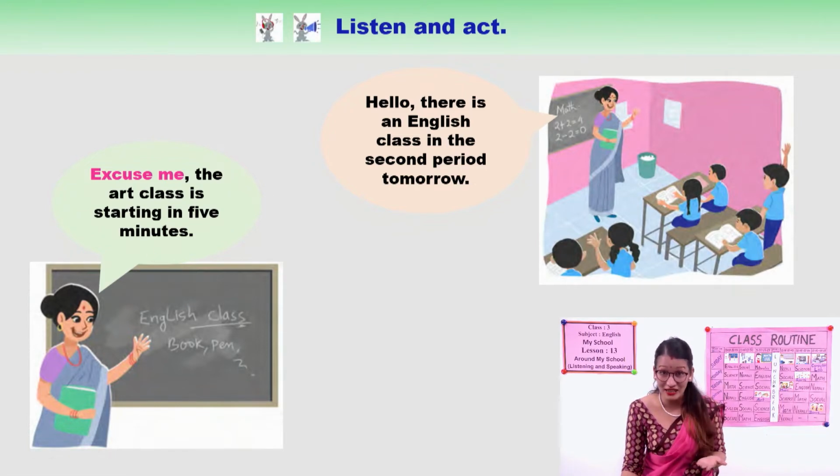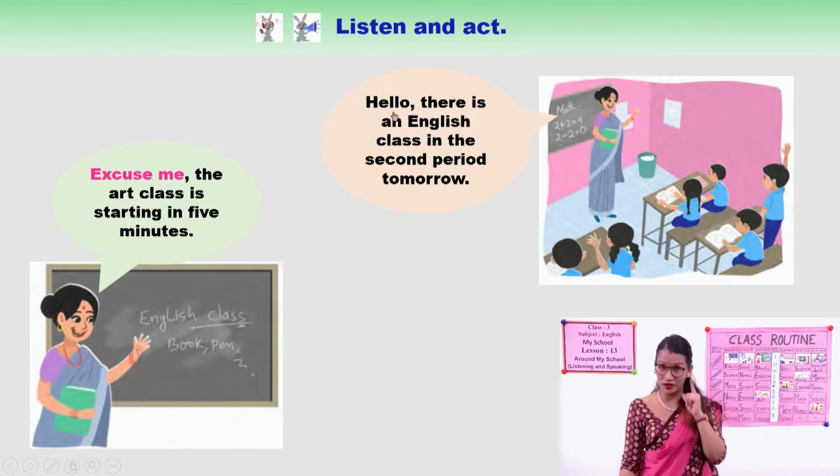Can you say it like this? One more time, listen. Excuse me, the art class is starting in 5 minutes. Now your turn. Good. Very good. Excellent. Comma bhako thaunma, full stop bhako thaunma. You need to stop for some time. Okay? Now here, let's do this also.